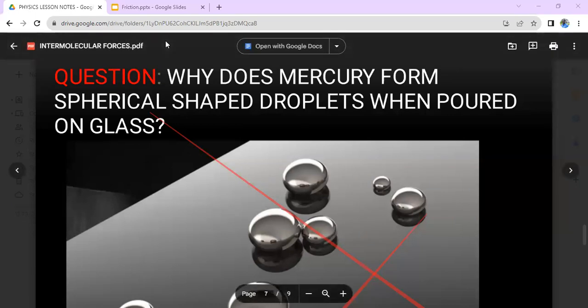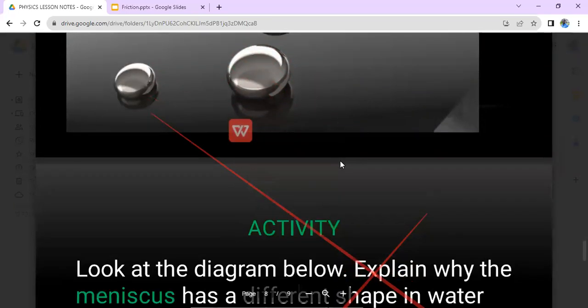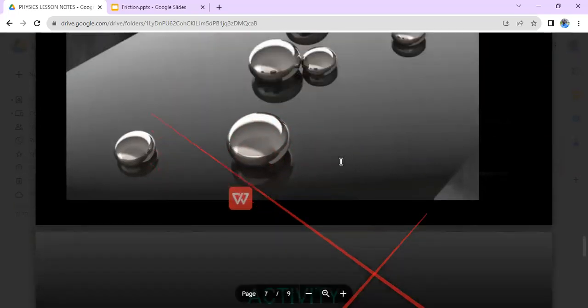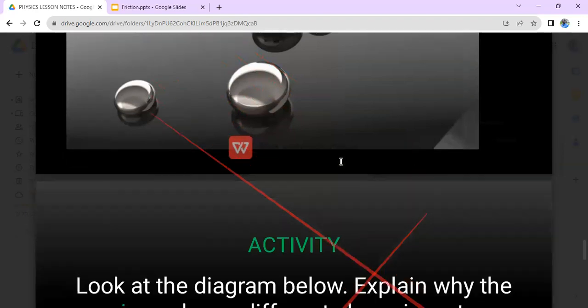Okay, thank you so much for reading for us. The main reason for this is about the forces that we have had, that the cohesion forces in the mercury molecules are greater compared to the adhesion forces, and that is what will cause mercury to form spherical shaped things when it is poured on glass.